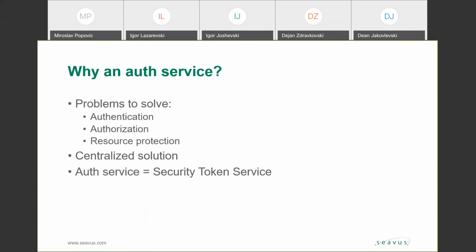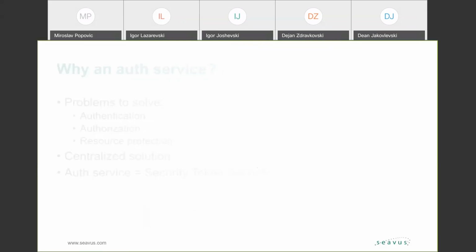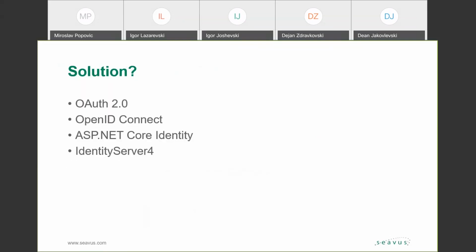So the problems that we need to solve are authentication and authorization. We need to protect those resources, and we need a centralized solution for that, to avoid having different implementations scattered all over our solution. And like I said, we're going to use OAuth 2.0 and OpenID Connect. We'll also base our central solution on ASP.NET Core Identity, and on top of that, we'll add Identity Server 4 middleware, which will actually be used for issuing tokens.